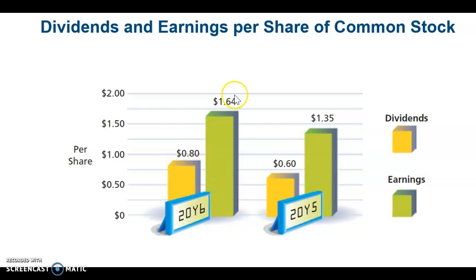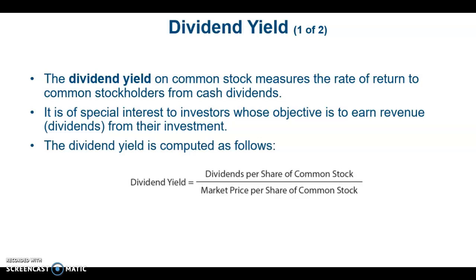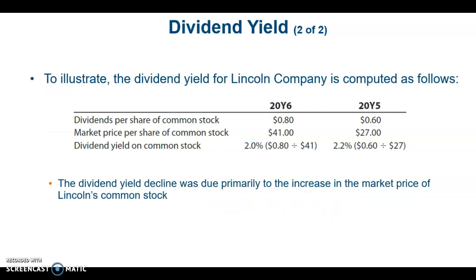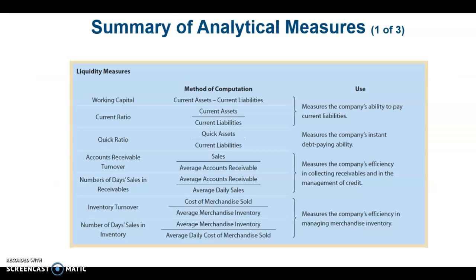Okay, and you can compare the earnings to the dividends. Notice that when the earnings were higher, common stockholders' earnings per share was higher. The dividends per share was higher because they have more to distribute. Then you have the dividend yield, which is the dividends per share of common stock divided by the market price per share of common stock. And here is an illustration of that.